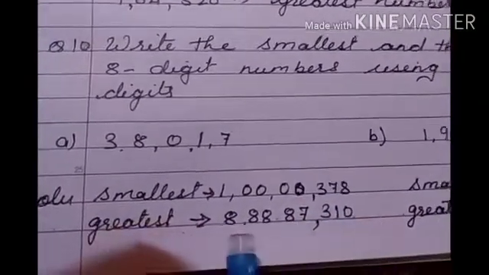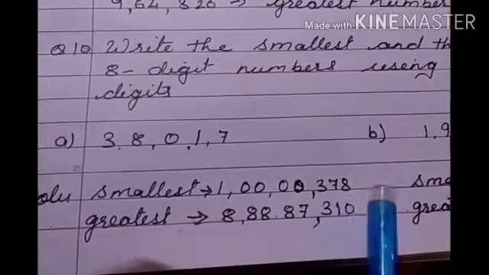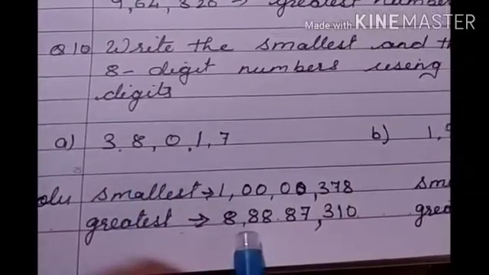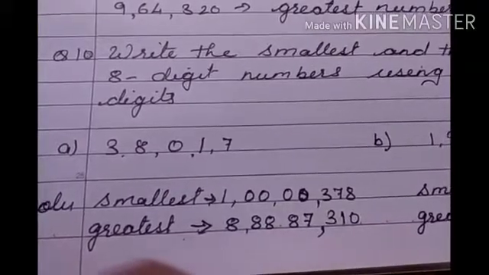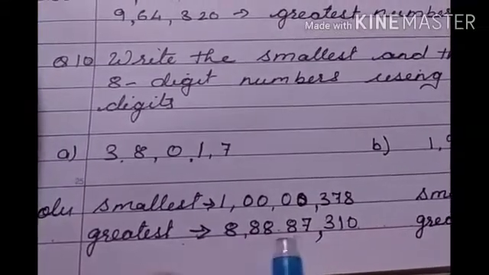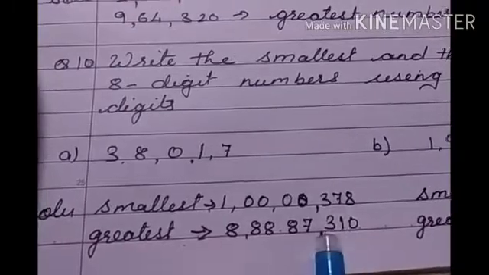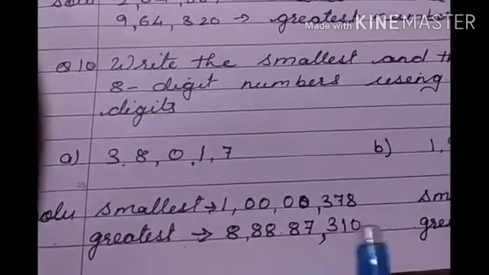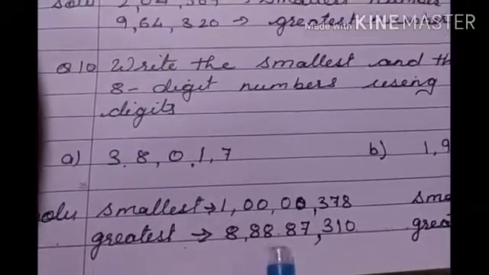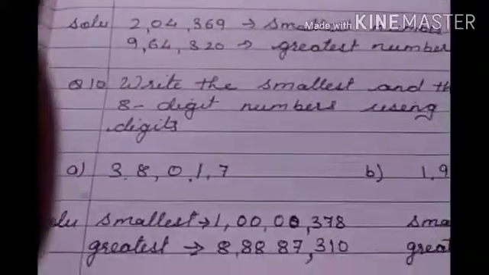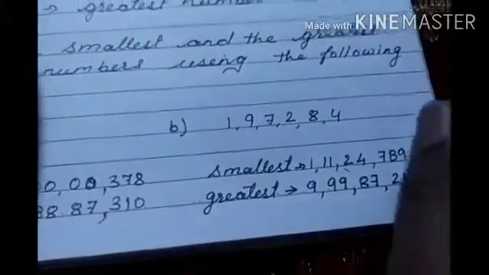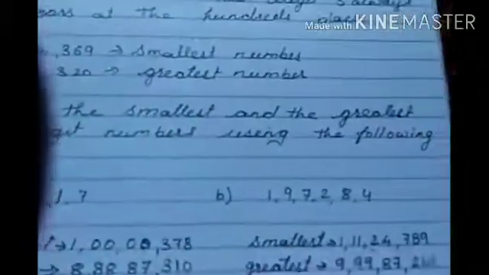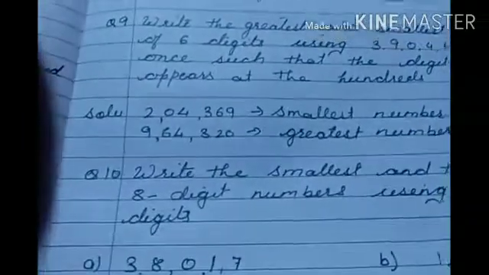1,378. So when we are making the greatest one, you have to use the greatest digit, 8, 4 times. See, 1 2 3 4 times I have used this 8. Then 7 is smaller than 8, 3 is smaller than 7, and 1 is smaller than 3, and 0 is smaller than 1 to form the greatest number. Okay, so like this we have this part 2 also done for you. I hope you will understand the question.